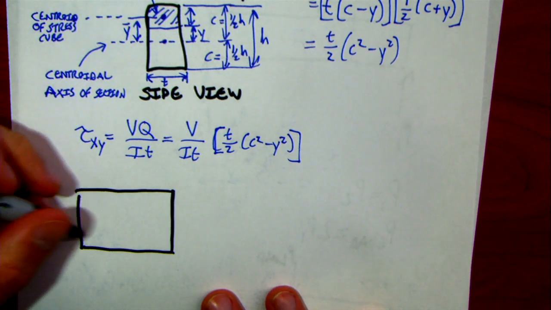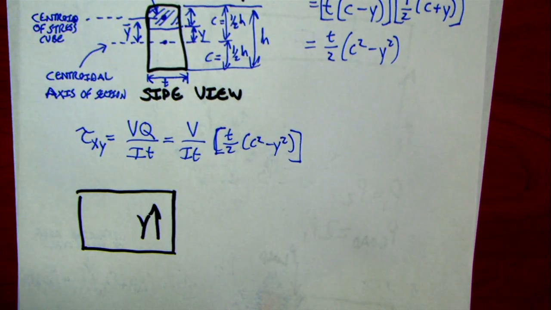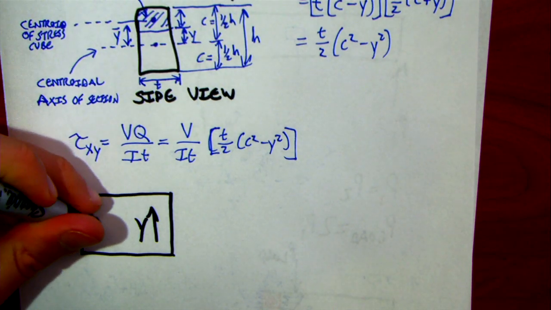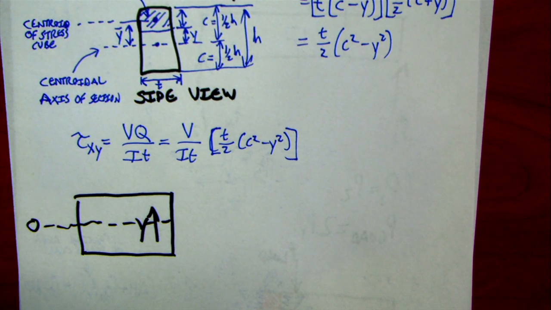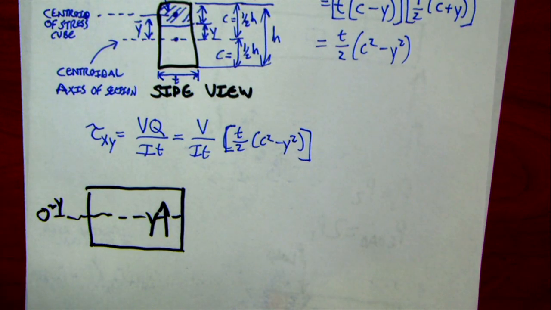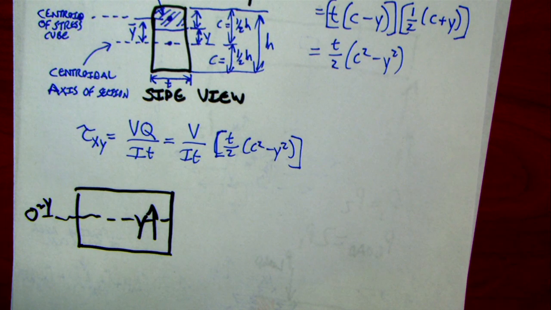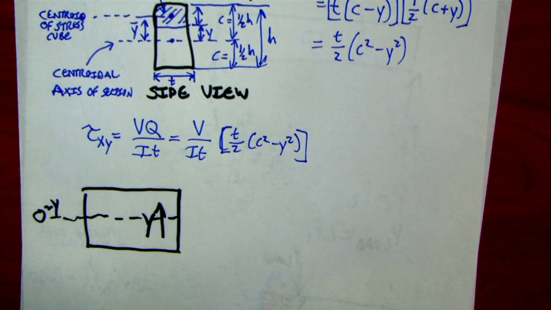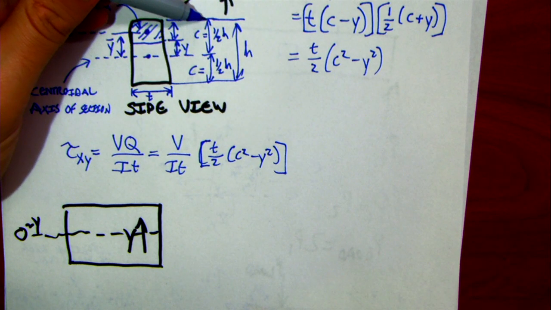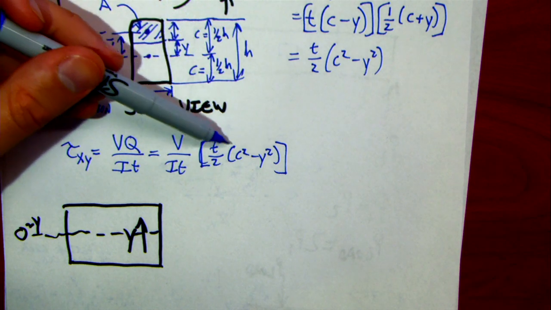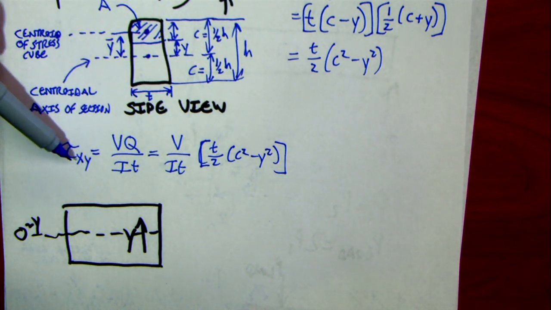If we look at our section, remember in this case this is the y direction, and y equals 0 is the center line, because that's how we treated it for bending. Y equals 0 was the neutral axis or the centroidal axis. So we're doing the same thing here. Let's see if we can plot this out. At y equals c, at the top, the value of Q goes to 0. So the shear stress goes to 0.